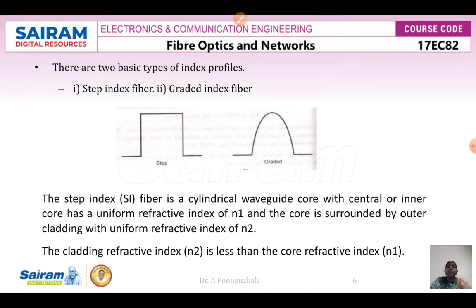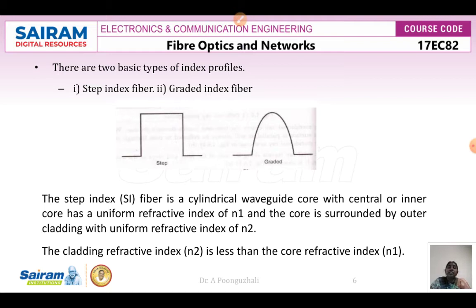First is the step index. The name itself tells us, steps. Steps mean going from a high value to a low value and from a low value to a high value. The difference between step index and graded index is the core. If the core of the fiber has a uniform refractive index, then we call that a step index fiber. If the refractive index is continuously varying across the radius of the core, then we call that a graded index fiber.